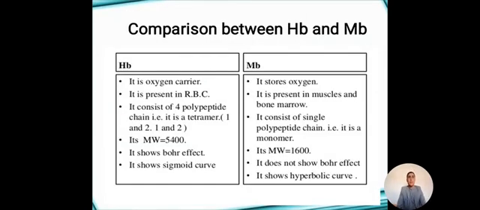And here is the short comparison between hemoglobin and myoglobin. Hemoglobin is an oxygen carrier, but myoglobin stores oxygen. Hemoglobin is present in RBC, but myoglobin is present in muscles and bone marrow. Hemoglobin consists of four polypeptides, while myoglobin consists of a single polypeptide chain. And hemoglobin has the molecular weight of 64500, where myoglobin has the molecular weight of 16700. And hemoglobin shows Bohr effect, where myoglobin doesn't show Bohr effect, and hemoglobin shows a sigmoid curve, like I explained before, but myoglobin doesn't show a sigmoid curve, it shows a hyperbolic curve.